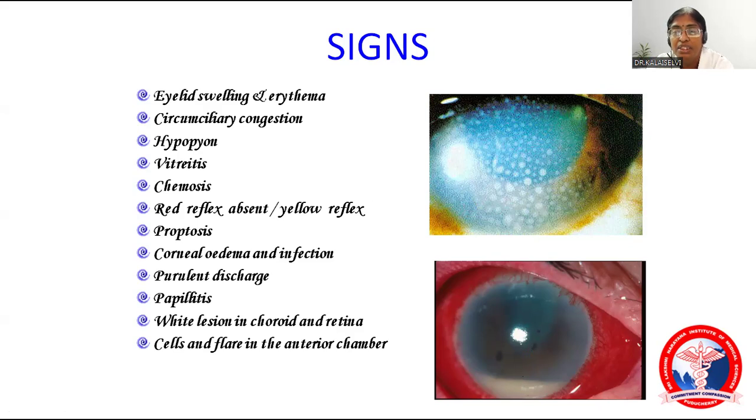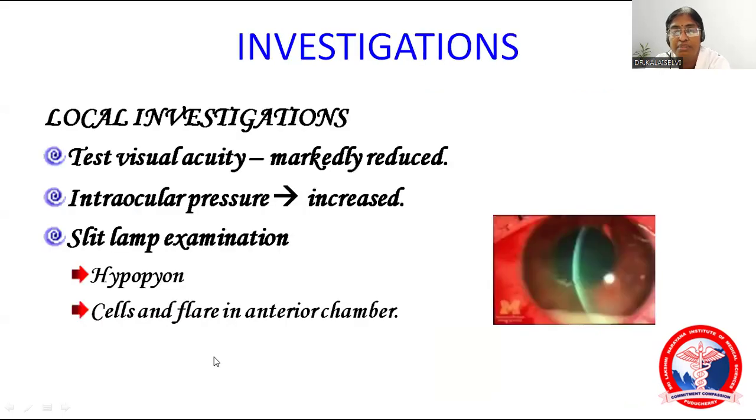The entire eyeball is protruded out, that is proptosis is seen in them. As I said, the cornea is edematous and conjunctival chemosis is also noted. Purulent discharge is seen in them. And if you happen to look at the retina, you can see white lesions on the retina. Cells are seen in the vitreous. As per the investigations, since the visual acuity is markedly reduced, there might be a raised intraocular pressure in them.